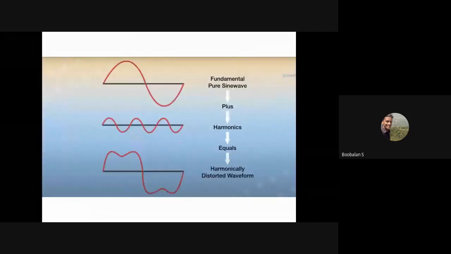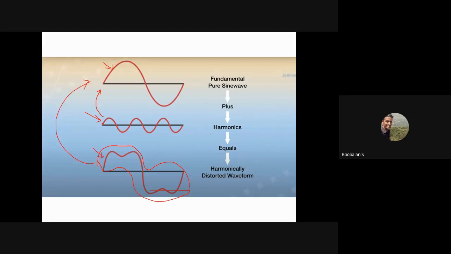We'll go with that. For example, how? This was my pure sinusoidal waveform, and due to switching devices, my drawn current will be like this. Due to this drawn current, it forces the voltage. Now the voltage waveform is getting distorted, right? So this is a harmonically distorted voltage. We need to bring it to a normal sinusoidal waveform. So for that, we need to add filters.